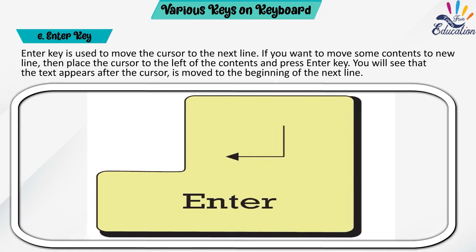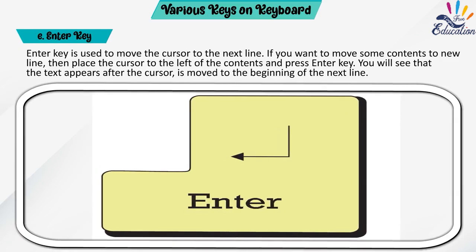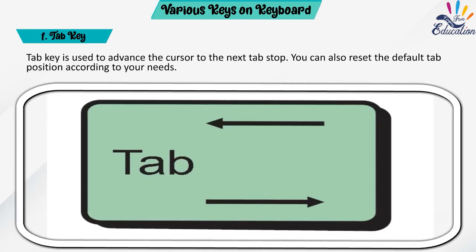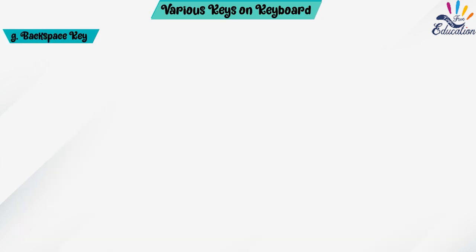Enter key. Enter key is used to move the cursor to the next line. If you want to move some contents to a new line, then place the cursor to the left of the contents and press Enter key. You will see that the text appears after the cursor is moved to the beginning of the next line. Tab key. Tab key is used to advance the cursor to the next tab stop. You can also reset the default tab position according to your needs.